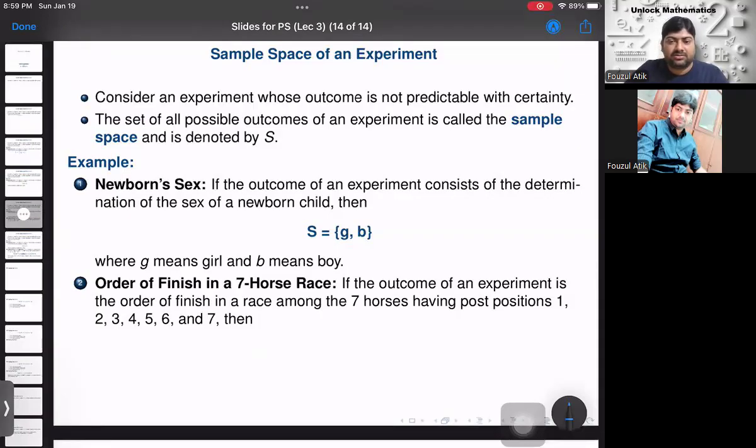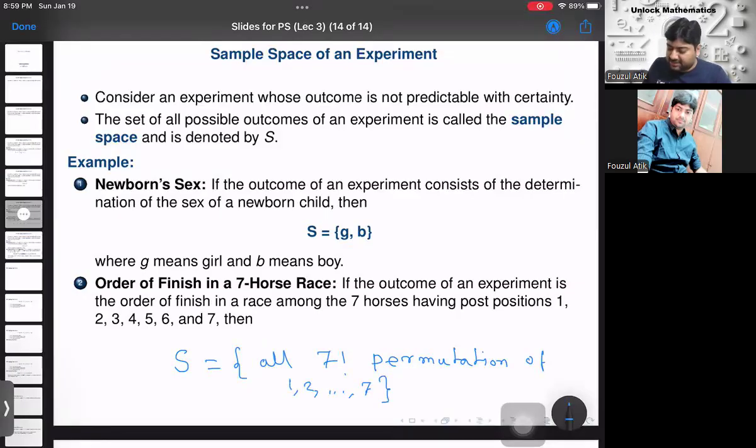Correct? Once the first position is occupied, how many are remaining? There are 6 horses who can get the second position. In this way, how many different kinds of outcomes will you have? Yes, it is all the permutations, all 7 factorial permutations of the numbers 1 up to 7.